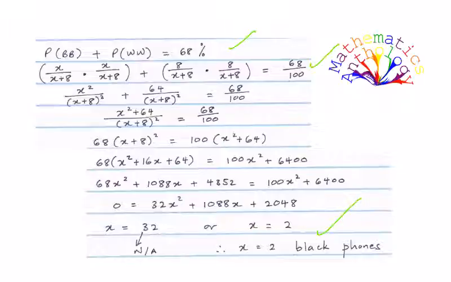Now, which answer do we take? In the question, they told us that there's a maximum of a dozen phones, so a maximum of 12 phones in the safe, so it definitely can't be the first answer. So our final answer then would be x is equal to 2 black phones in the safe.